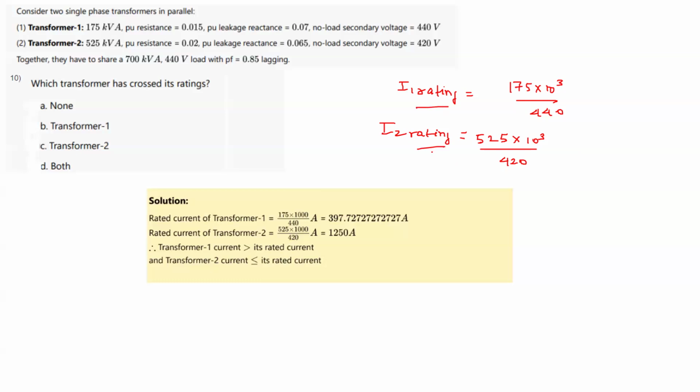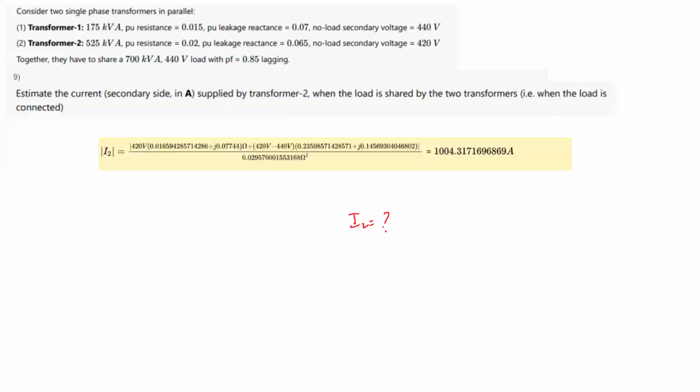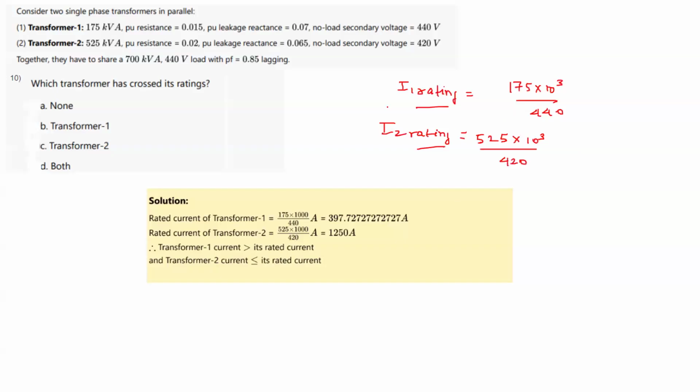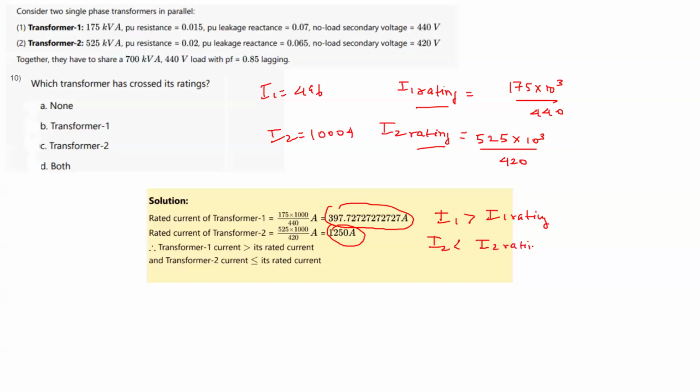Once you have calculated this rating, you can compare the I1 and I2 value. So I1 value from this came out to be 496 and I2 is 1004. So I1 is 496 in this connection and I2 is 1004. You will see that the I1 rating is 397, I2 rating is 1250. So I1 current is more than its I1 rating and I2 current is less than its I2 rating. So you will see which transformer has crossed its ratings. The correct answer is transformer 1.